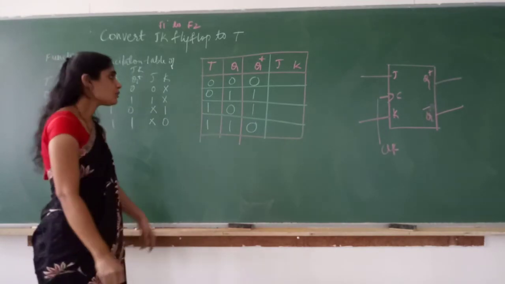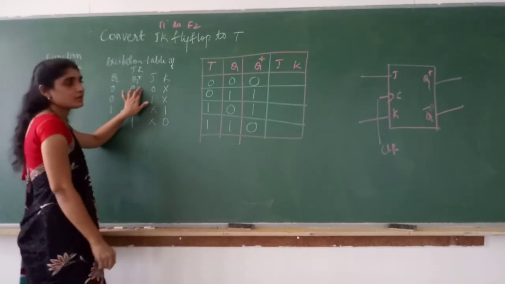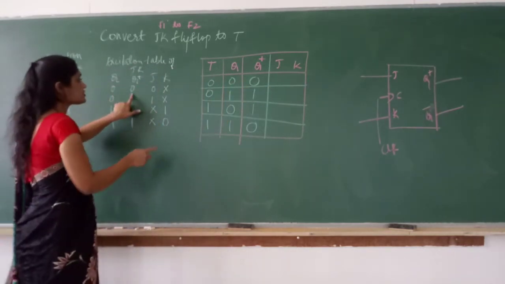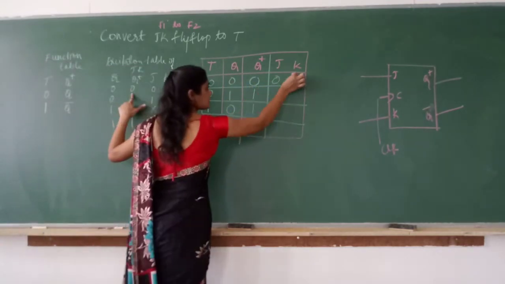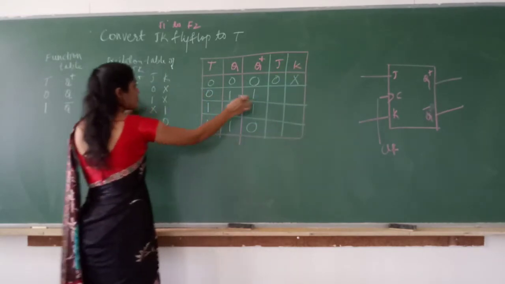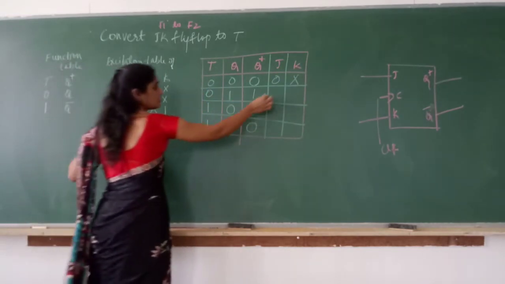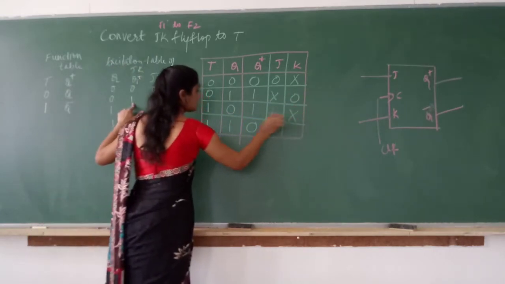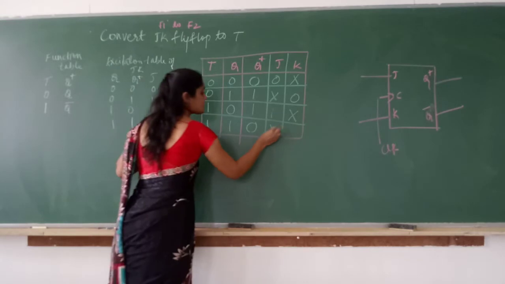Right? Now look at the excitation table and fill JK. For 0, 0 to Q plus 0: JK is 0, X. For 0, 1 to Q plus 1: JK is 1, X. For 1, 0 to Q plus 1: JK is X, 0. For 1, 1 to Q plus 0: JK is X, 1.